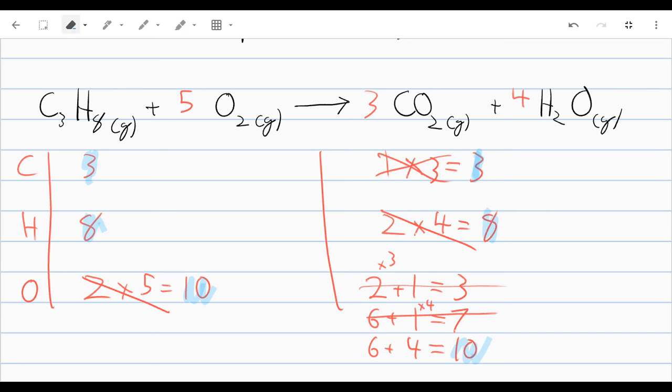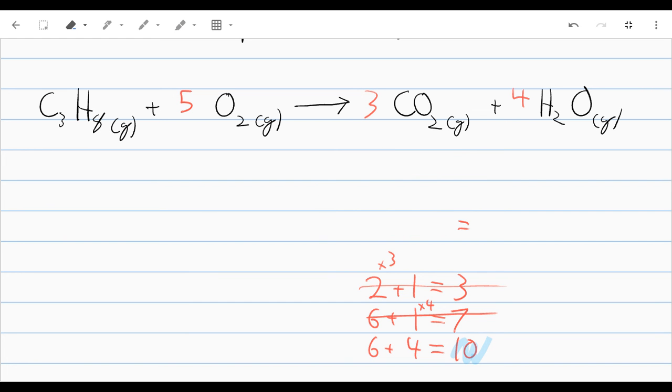I'm going to go ahead and erase all of this balancing because I'm going to want to write underneath this chemical reaction too. I could also just rewrite it down below, but this is quicker.